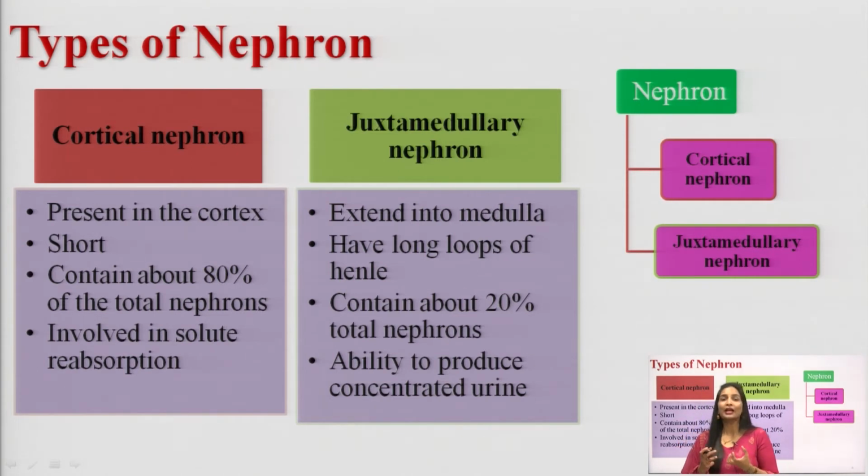And what is the main function of a cortical nephron? It is involved in solute reabsorption. And what about the juxtamedullary nephron? It produces concentrated urine.